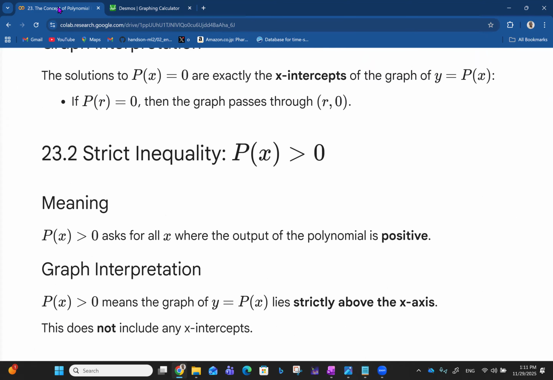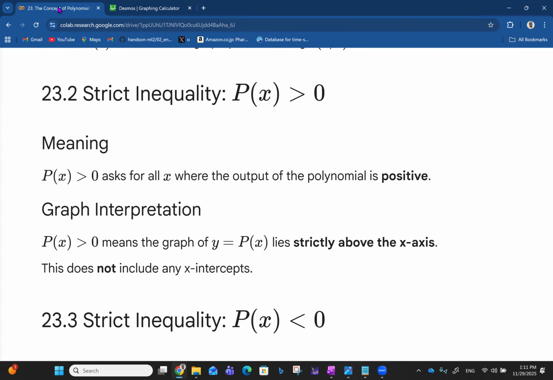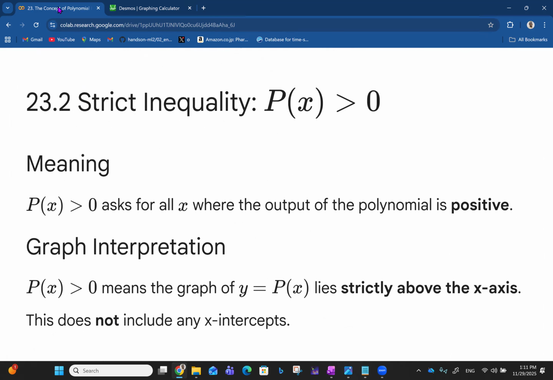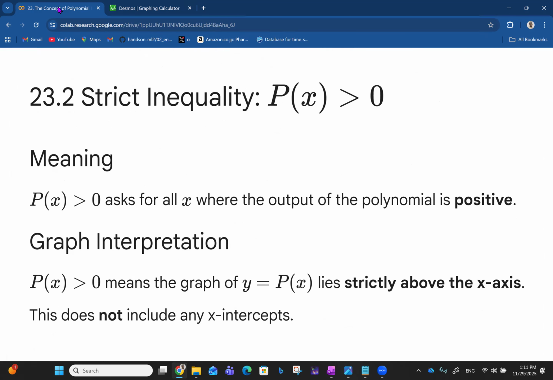Then we now have strict inequality. So strict inequality, P of X greater than 0. It is strict because there's no possibility of equality. When there's equality, then it's no longer strict. So for P of X greater than 0, it asks for X where the output of the polynomial is positive. Here we just need all the values of X that make the polynomial positive.